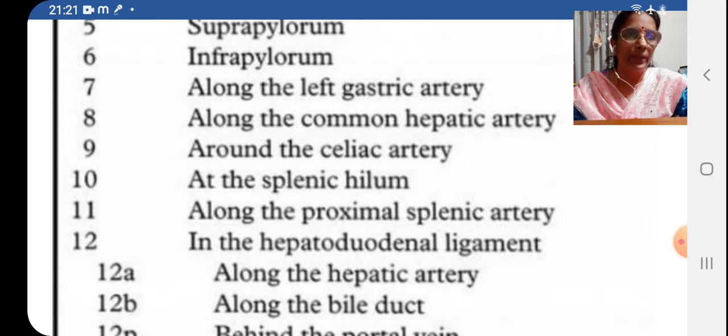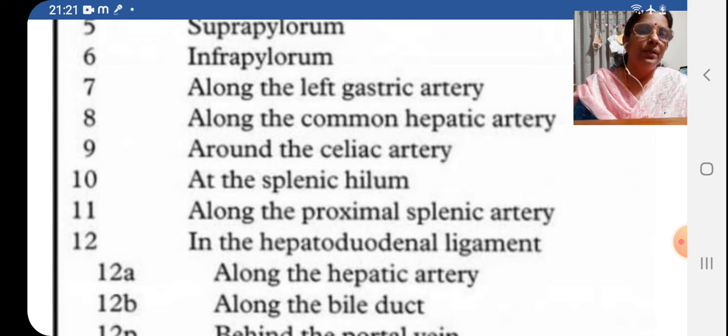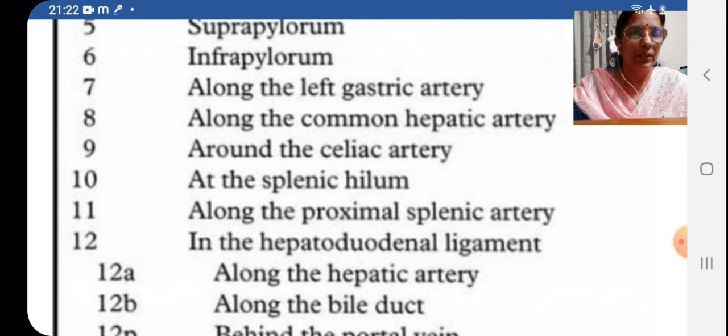So if we are removing that, the dissection is called D2 dissection. Now you know, if you are removing the first 6 groups of nodes, that is the perigastric nodes, that means it is D1 dissection. If you are removing from the 7th onwards up to the 11th group, that means the nodes seen along the celiac artery and the splenic artery, that means you are doing a D2 dissection.